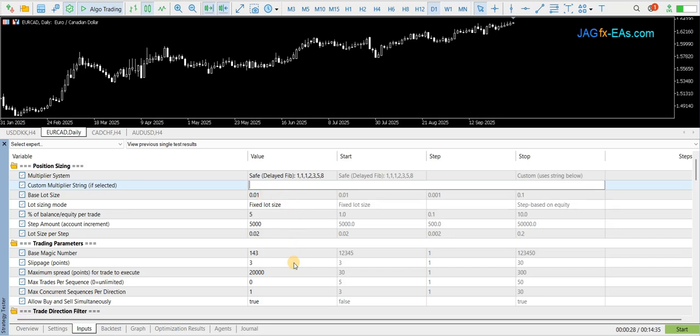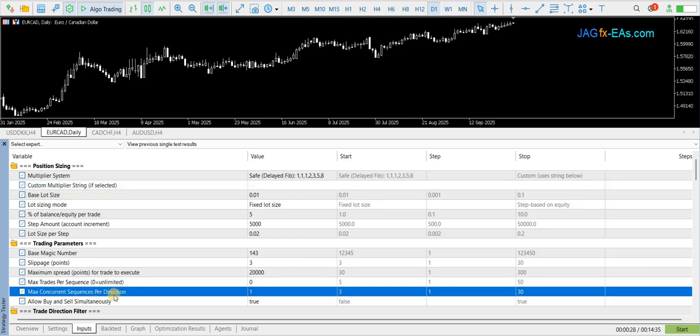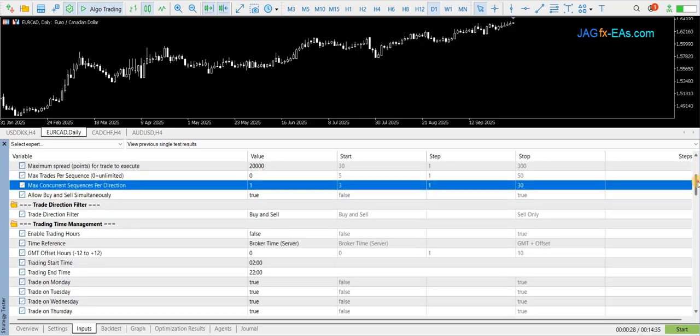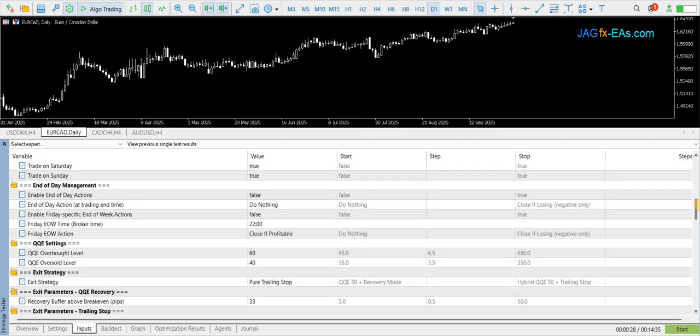What other settings do I have here? I'm going to allow unlimited trades per sequence, but I'm only going to limit it to 1 sequence per direction, just so it's a bit easier to follow on the chart. It's just a way of reducing risk. No times. This will be the 1 hour chart, remember.